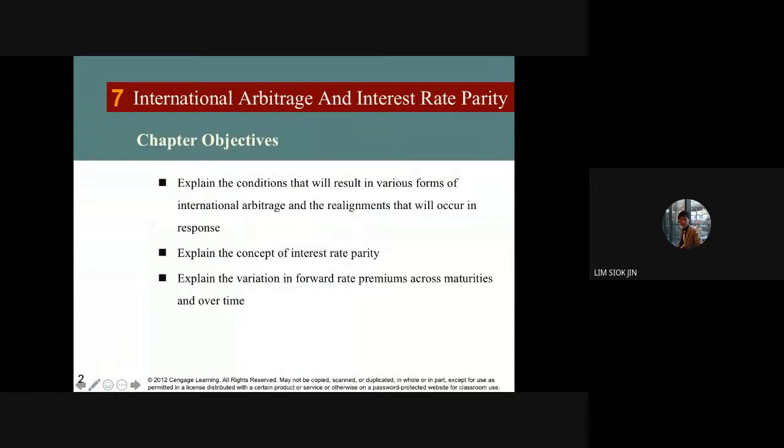All right. Chapter 7 of International Corporate Finance will cover international arbitrage and interest rate parity, IRP. So, what does this mean? This chapter will basically cover conditions that result in various forms of international arbitrage and the realignment that will occur in response. Next, we will try to understand what this thing called interest rate parity is. And then we will also try to understand forward rate premiums across maturities and over time. So all this will be relating to foreign exchange rates. Okay, exchange rate.